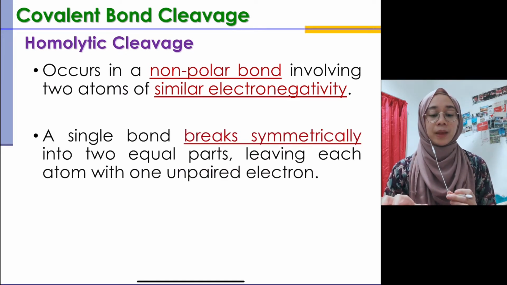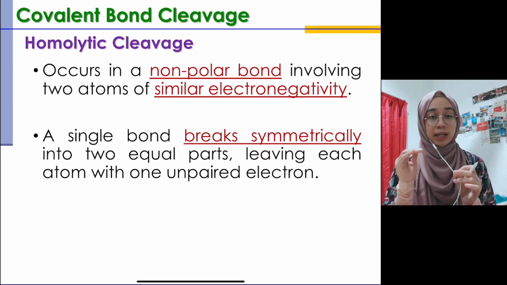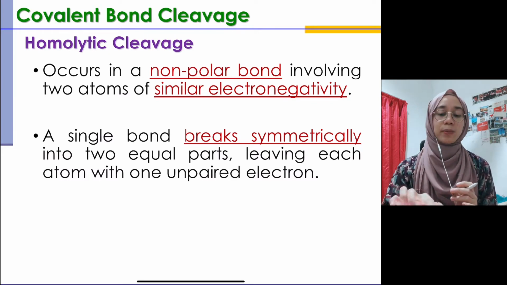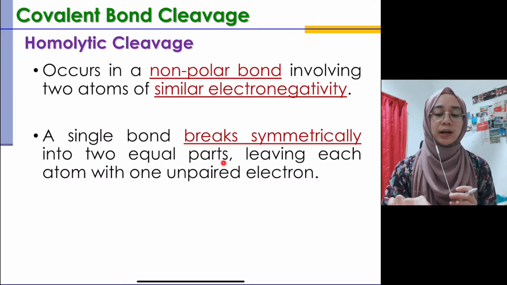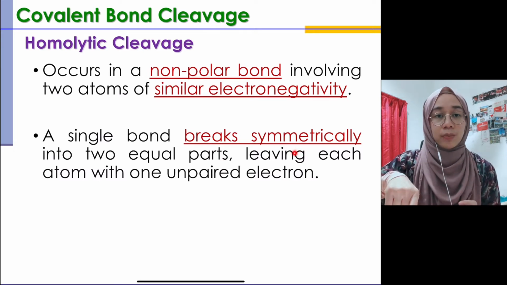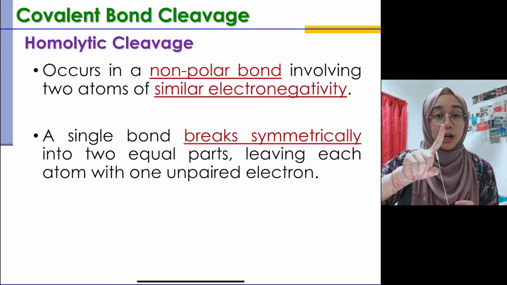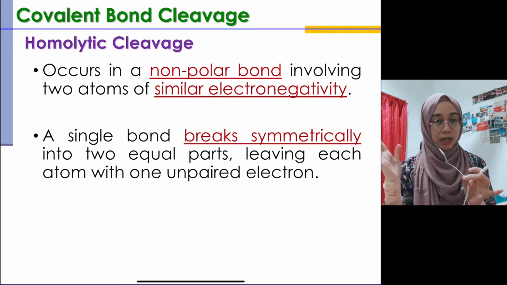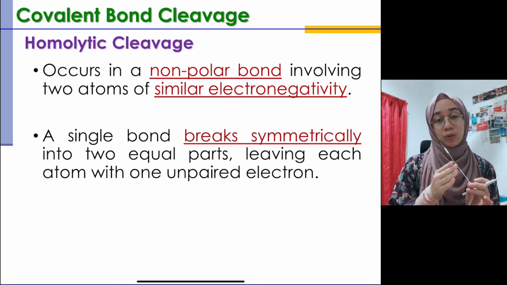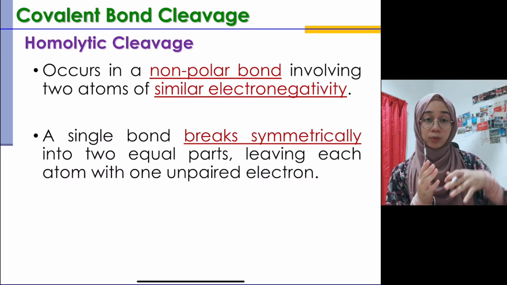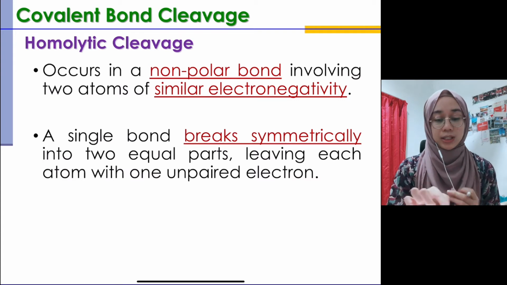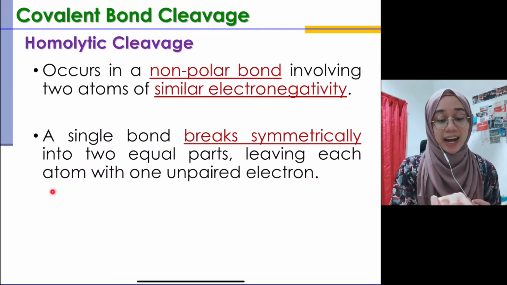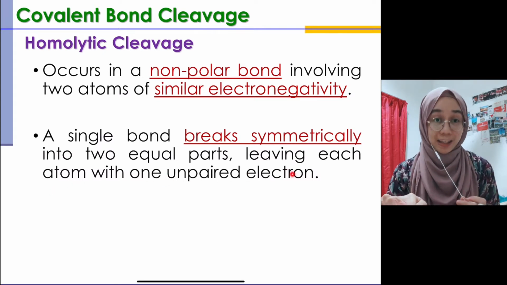Okay, so a single bond yang di-share oleh 2 atom tu tadi will break symmetrically into 2 equal parts. So break symmetrically kat sini bermaksud it will break equally. Remember how many electrons are there in one bond, class? In one bond ada 2 elektron kan yang dia orang share. So nanti bila dia equally putus, bermaksud 1 electron will go to one atom, another electron will go to the other atom. Sebab tu dia cakap kat sini, single bond tu nanti break symmetrically into 2 equal parts, leaving each atom with 1 unpaired electron.